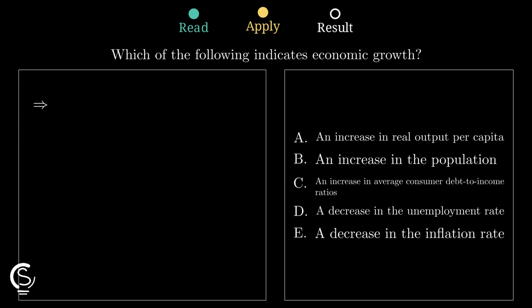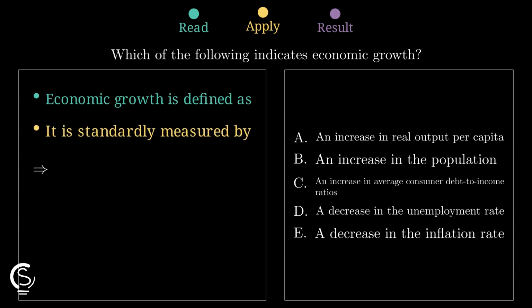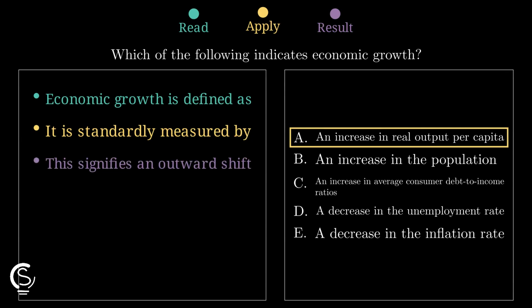The standard measure here is real output per capita, because real removes price changes and per capita adjusts for population, so you are tracking actual production for the average person. That points to an outward shift in productive capacity, so the choice showing higher real output per person is the true growth indicator, option A.